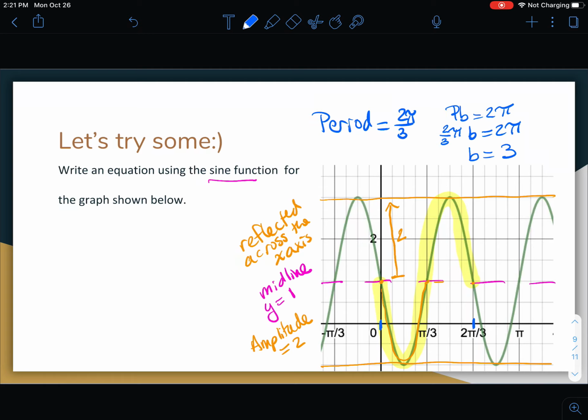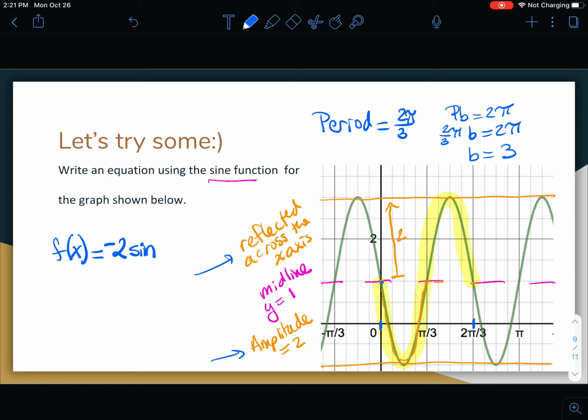So let's see if we can start writing this function. f of x equals, the a value is the amplitude, which is 2. I also see there's a reflection, so I'm going to write this as -2. We were told to use a sine function, and we found the b value to be 3. Now, we also want to make sure, is there a horizontal shift? And in this case, no, there is not. We're starting right here.